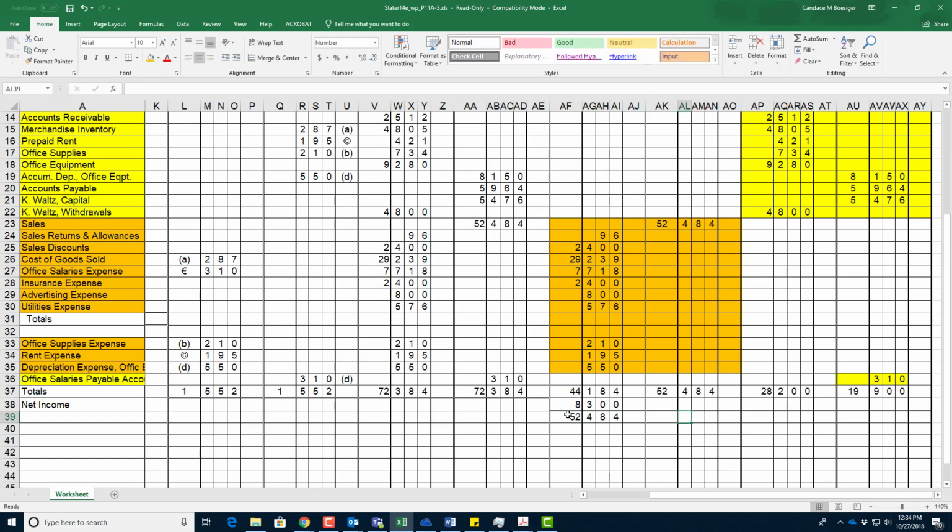So 52,484. Okay, and then I take this net income as a debit over here, so that means it has to be a credit over here. And I re-add these columns. And ta-da! Everything balances out because we are magic.